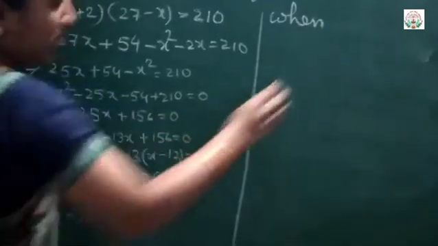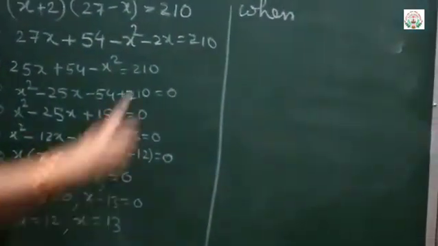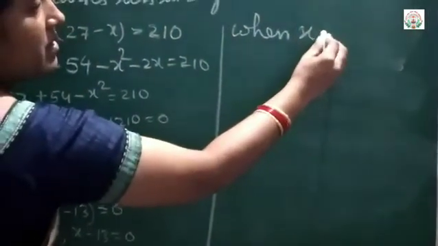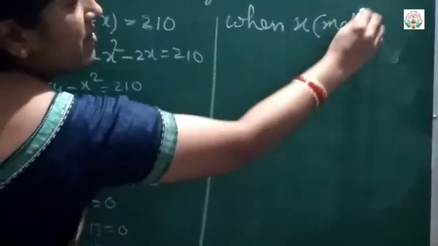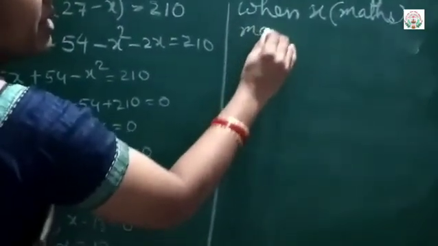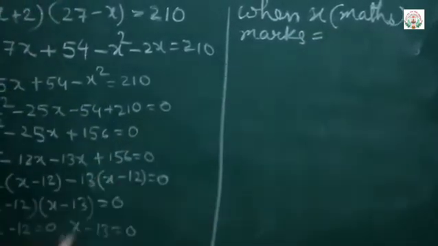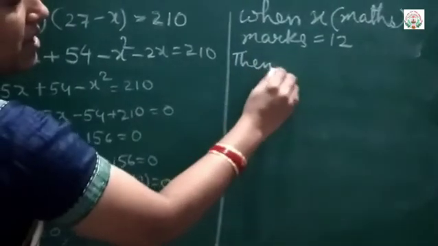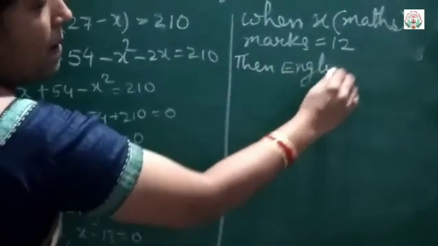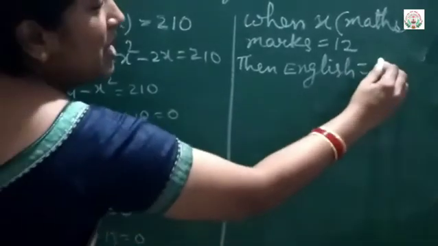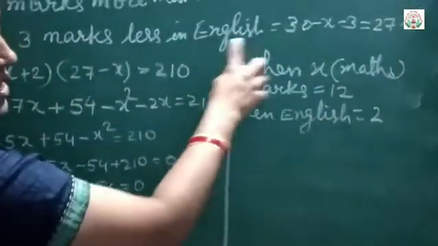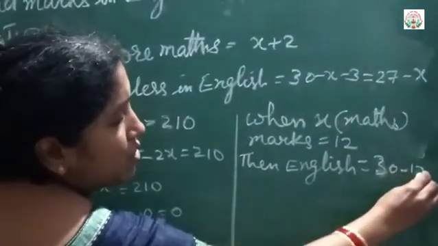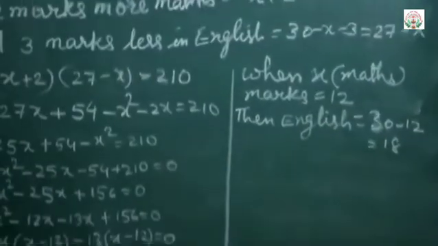Here x means mathematics, because we have taken x as mathematics. So when x, that is maths marks, equals how much? 12. Then English equals how much? You can see English equals what? 30 minus x. So it will be 30 minus 12, which will be equal to 18.